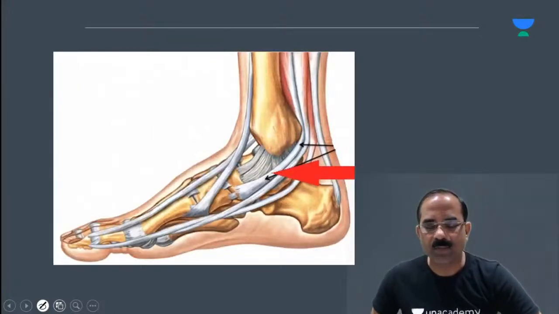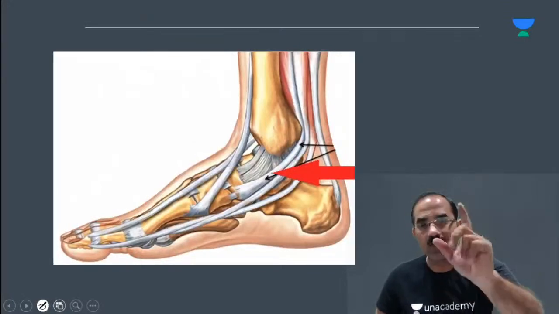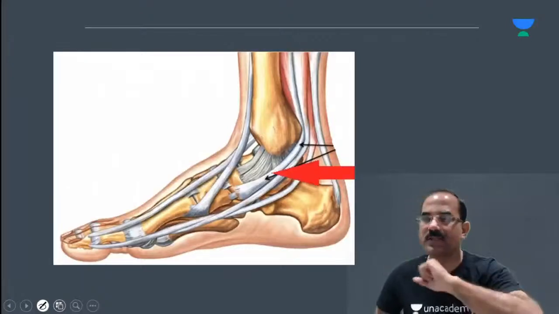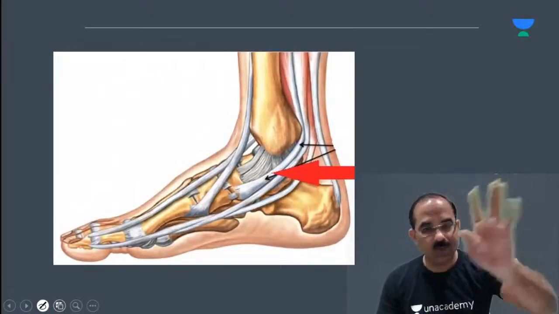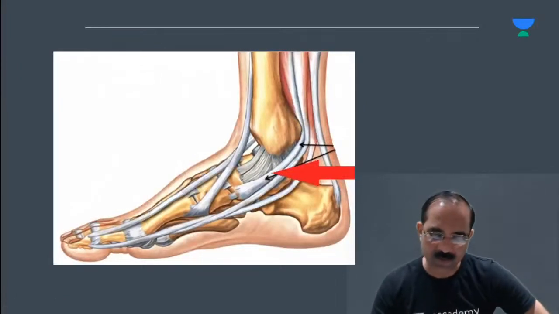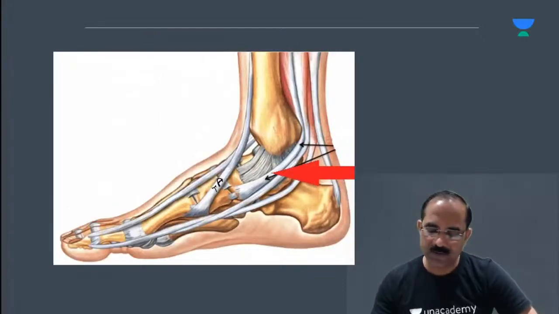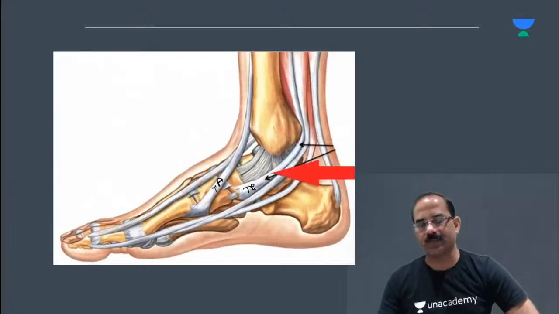This is not anterior compartment, no. And see, one thing, you have to be very clear about the muscles of the leg. Muscles of the leg should be perfect. Which muscle is there in which compartment, that has to be perfect. You are saying this is tibialis anterior? No. Tibialis anterior is this. Okay. So this is tibialis posterior. Very good.